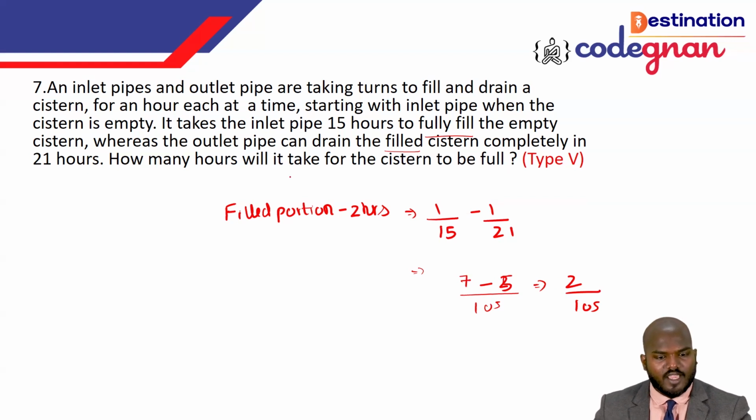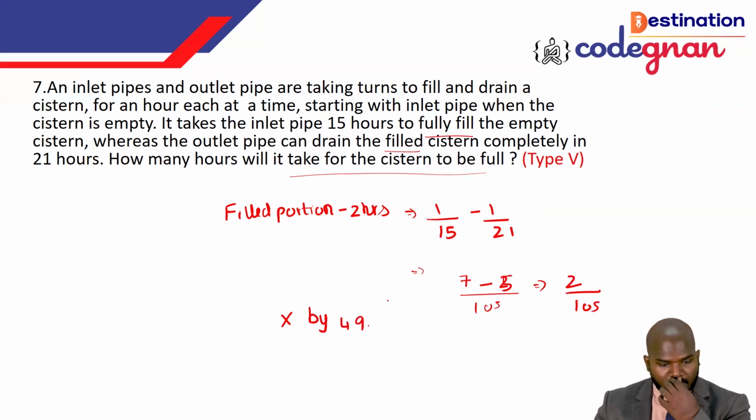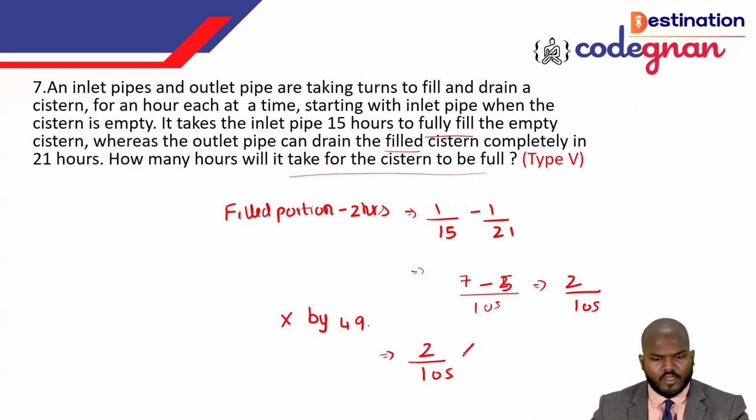How many hours will it take for the cistern to be full is the question they are asking here. On multiplying by 49, you just want to multiply by 49. If you take it out directly, you can see this one for the 98 hours, the 2 by 105. Times 49, if you keep it up, it will give you the value.